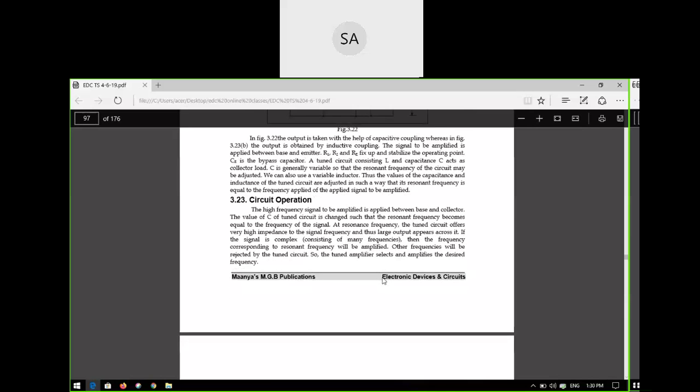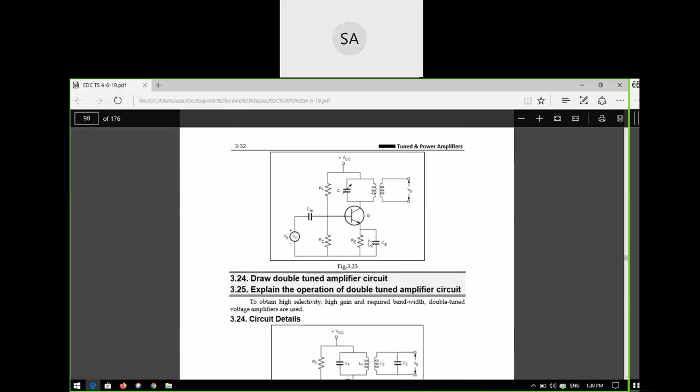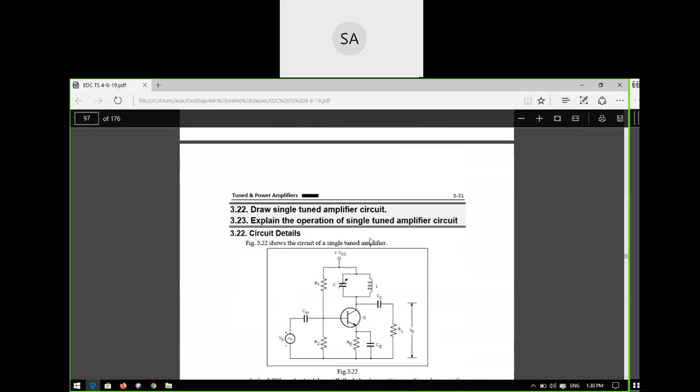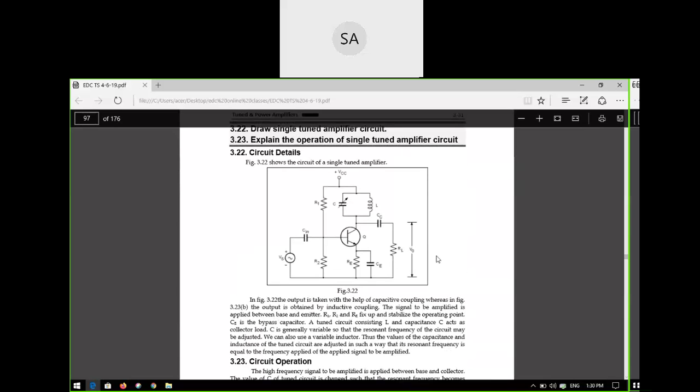Okay, is it clear? This is the operation of the single tuned amplifier circuit. So what is the operation? Tell me, what type of power amplifier are you using in the single tuned power amplifier?